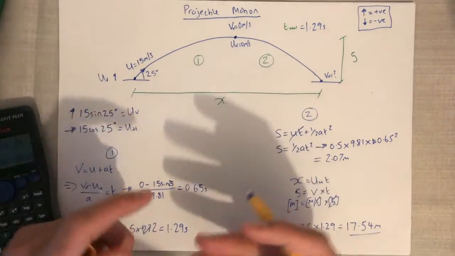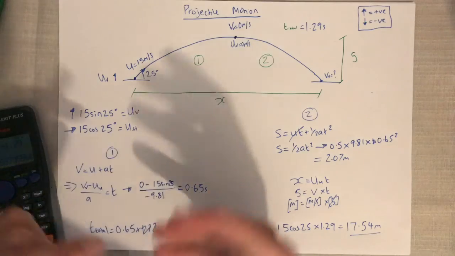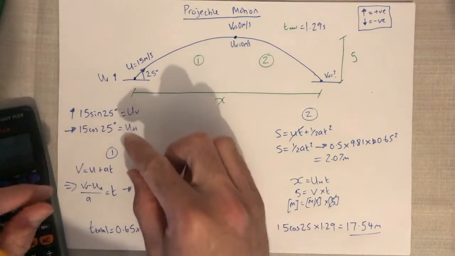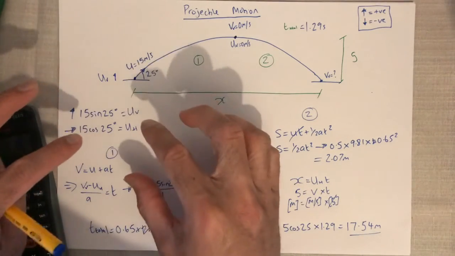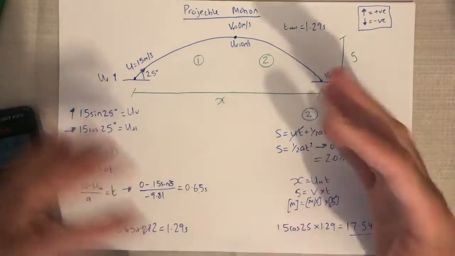So there you have it. That's how you solve a very simple projectile motion. All you do is you split your speeds up into horizontal and vertical components and then work off that.